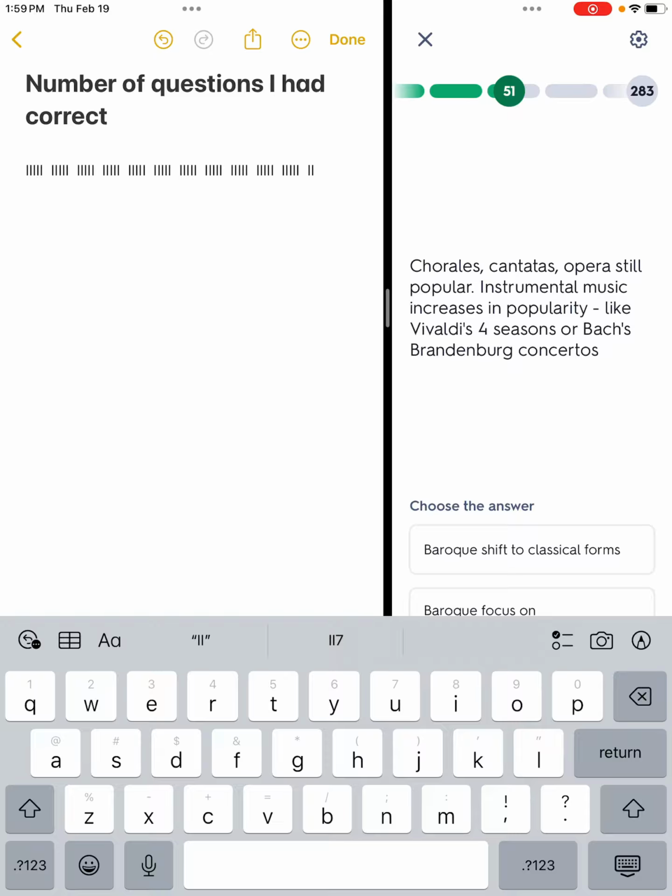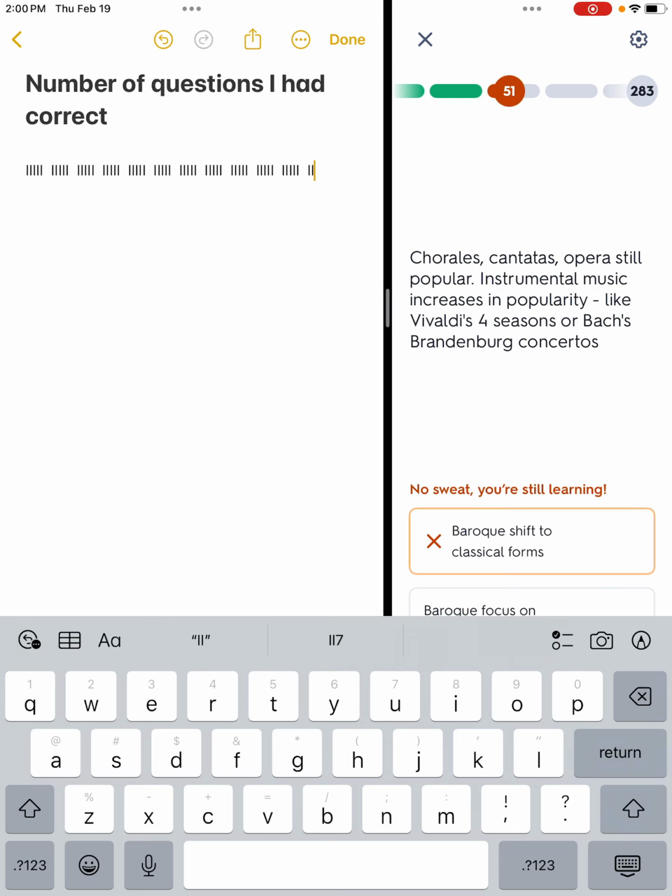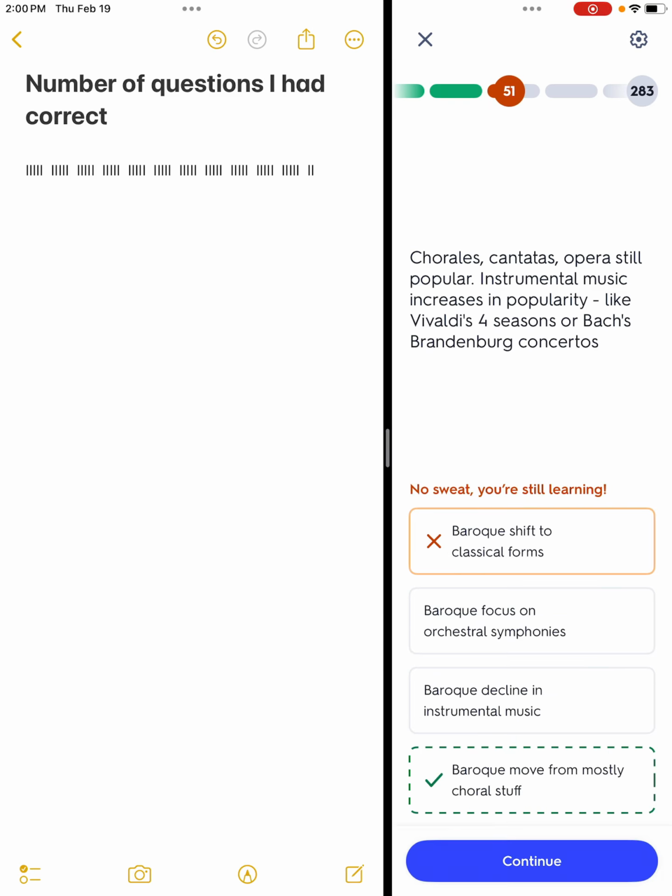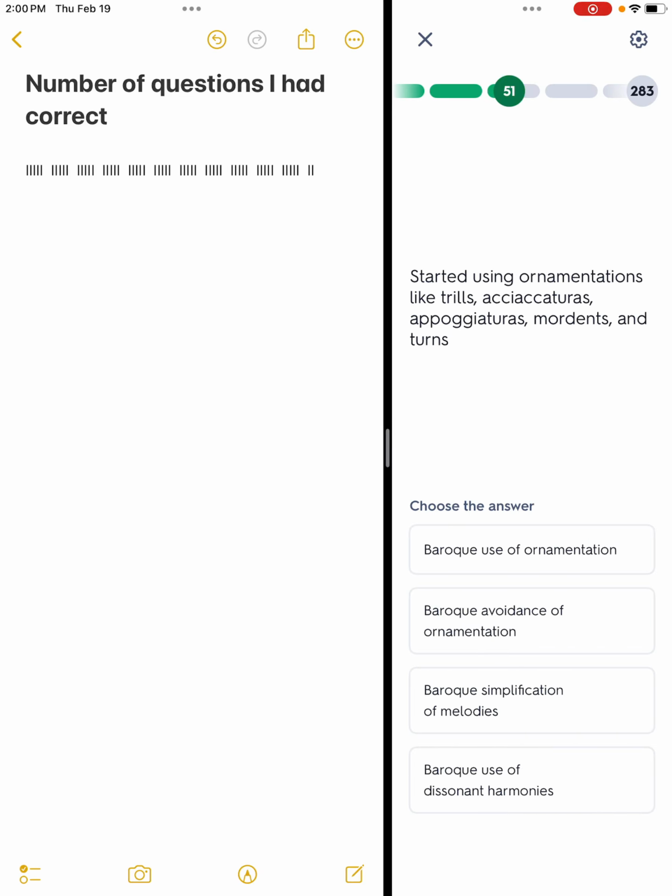Chorales, cantatas, and opera still popular. Instrumental music increases in popularity, like Vivaldi's Four Seasons and Bach's Brandenburg Concertos. Baroque shows the classical form. Wait, no. What was the answer? Baroque moves. Mostly choral stuff. Okay.